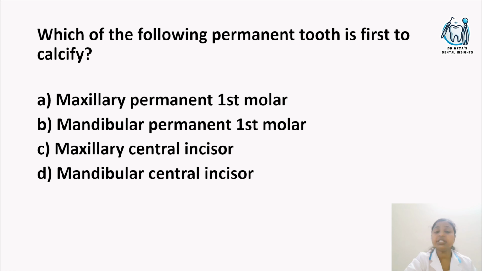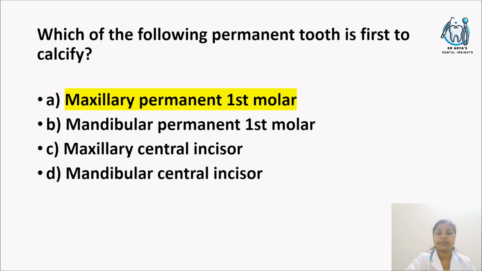And which of the following permanent tooth is first calcified? Maxillary permanent first molar, or mandibular permanent first molar, or maxillary or mandibular central incisor? So the answer is maxillary permanent first molar.